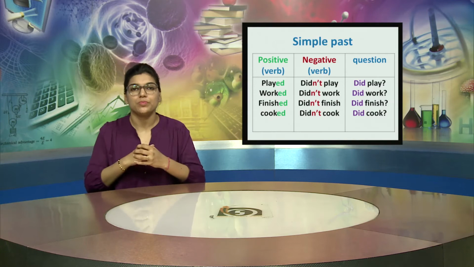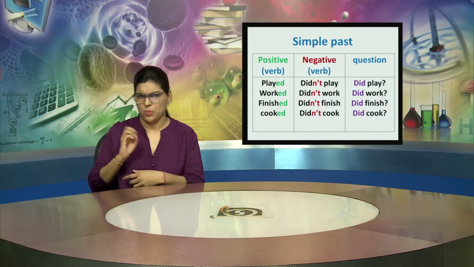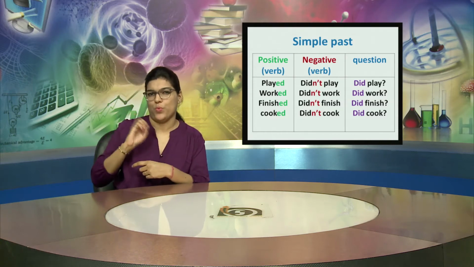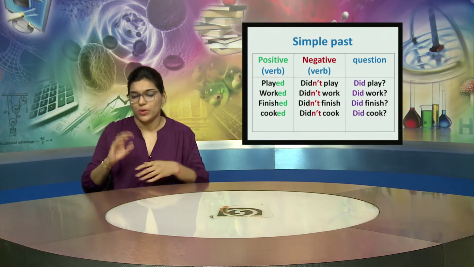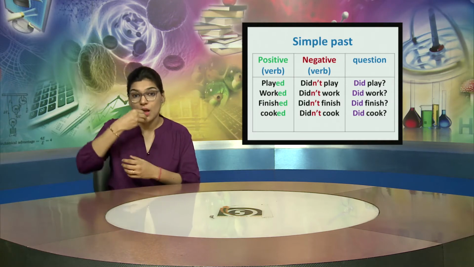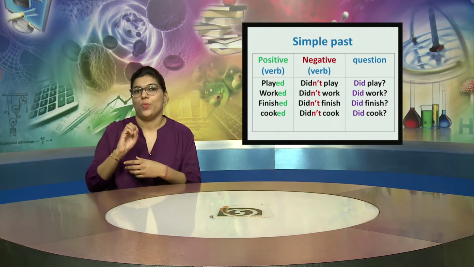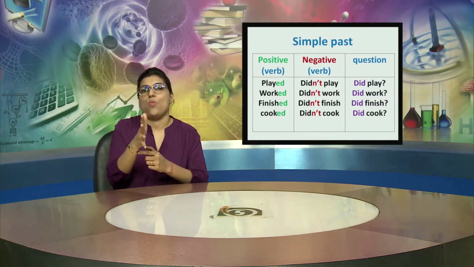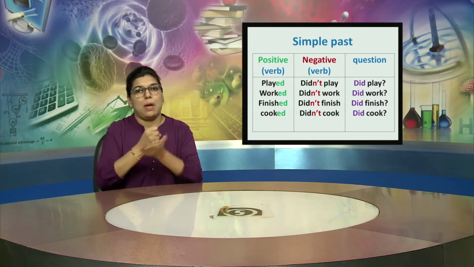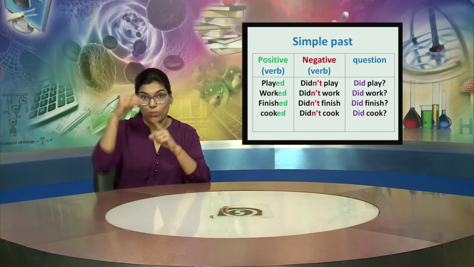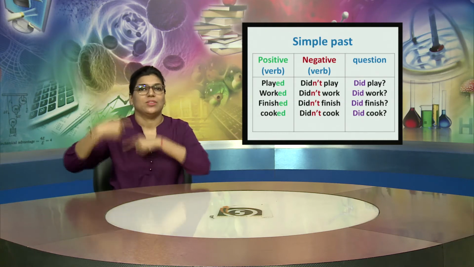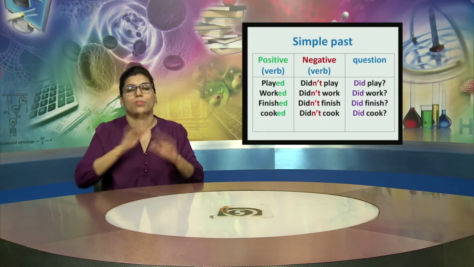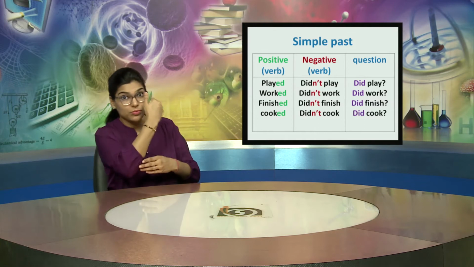On the screen you can see the word play, like I didn't play, then I have played, and did I play. So there are three different ways, and accordingly we need to use the verb. We have not used do here. Did is used for the past. This we need to remember.